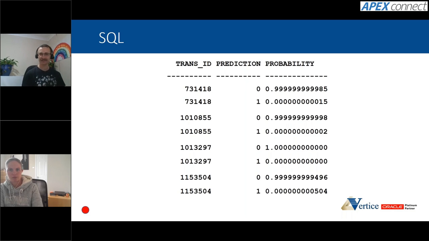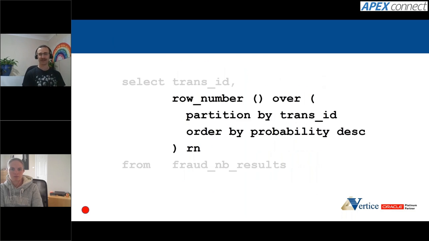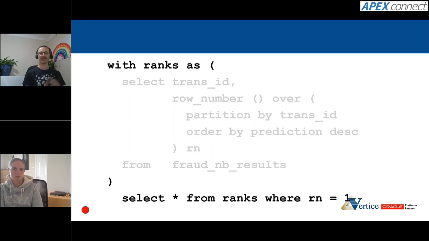There are lots of ways you can do this. What I'm going to do is number the rows 1 and 2, sorted by probability, using row number. So for each transaction, sort by the probability descending. That will give us 1 or 2. Of course, we want the row with the highest probability, so we need to find those where it's 1. We can then apply that to the transaction table, join it, see what's going on. And let's see who's the baddies now.